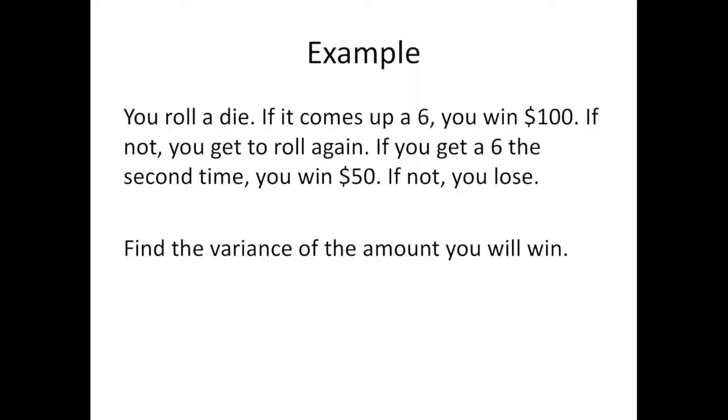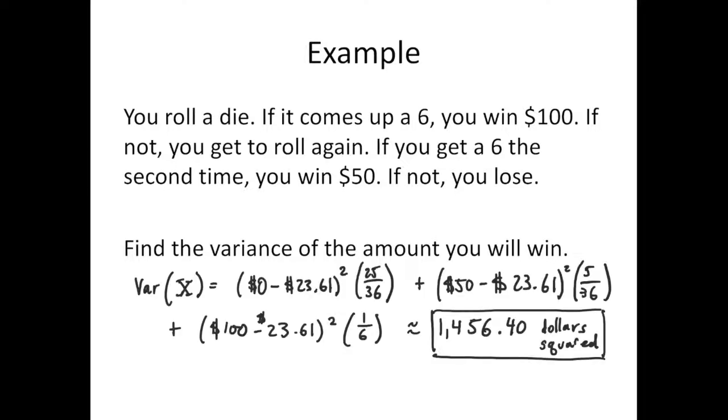So let's go back to our example and actually put these formulas to use. And I'm going to calculate the variance both ways. So using the straightforward definition, the variance of x, where I'm now using the VAR notation to denote variance, I start with taking 0, subtract from that the 23.61 mean, square that result, and then I'm going to multiply that by the likelihood that the random variable takes on the value 0, which is 25/36. The next term has a 50 minus 23.61 quantity squared times 5/36. And finally, the last quantity will have 100 minus 23.61 quantity squared times 1/6.